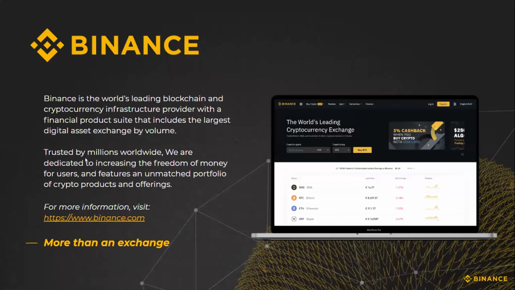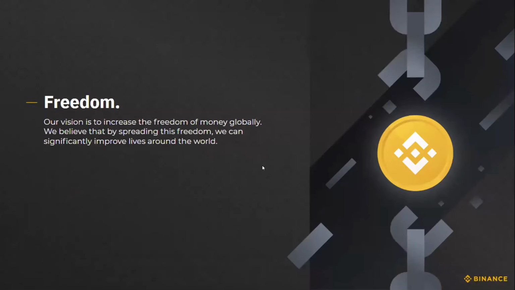Right. So here it says we are dedicated to increasing the freedom of money for users. This is the reason why we always find that Binance is having one masterclass somewhere. What Binance wants to do is basically get everyone to understand the currency and know how to trade it. Because from the things that were said, if you understand how to trade cryptocurrency, you can actually become financially independent. So we are dedicated to increasing the freedom of money for users and features an unmatched portfolio of crypto products and offerings. We talked about this before. Lots of cryptocurrencies are traded on the platform.